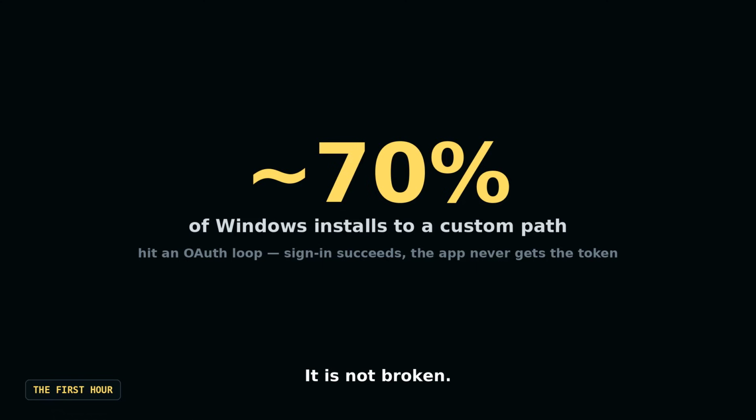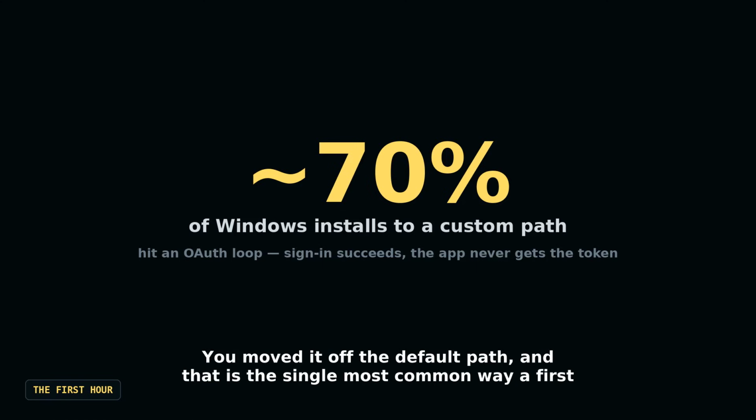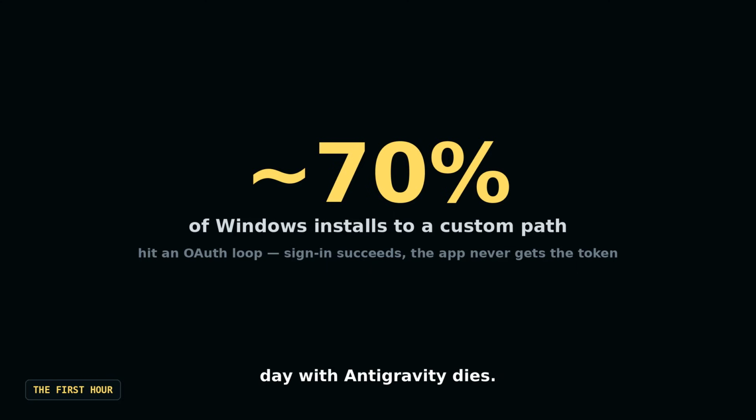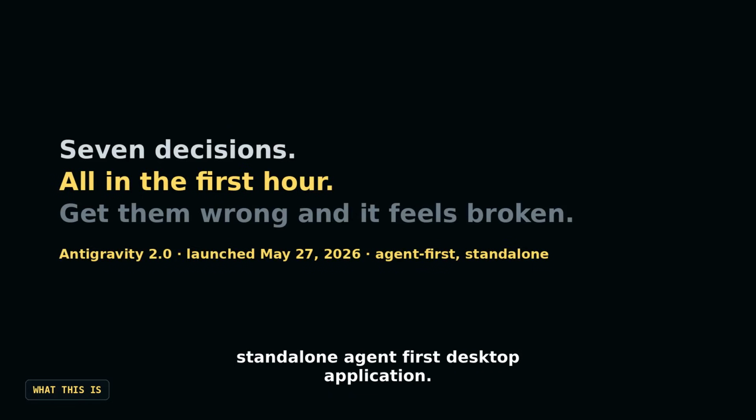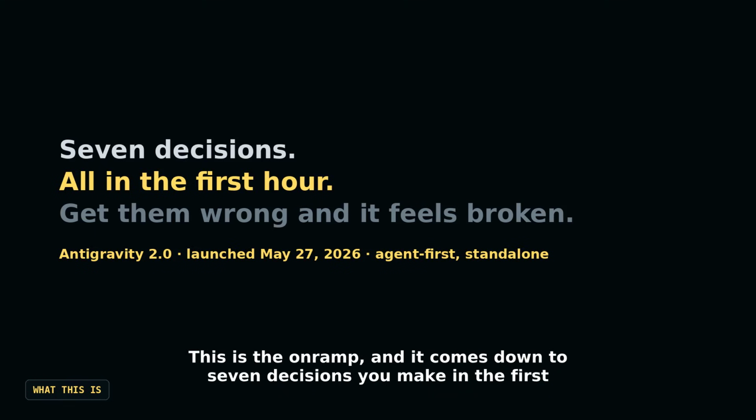It is not broken. You moved it off the default path, and that is the single most common way a first day with Antigravity dies. Antigravity 2.0 launched on May 27, 2026, as a standalone agent-first desktop application. This is the onramp, and it comes down to 7 decisions you make in the first hour.